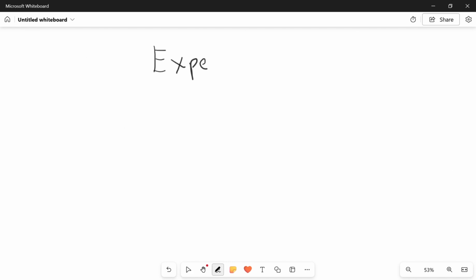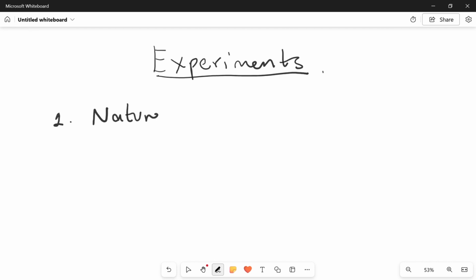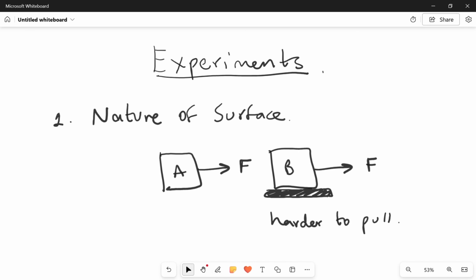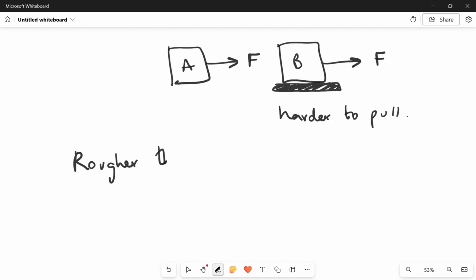Let's discuss some experiments to determine the factors that can influence friction. Number one, nature of surface. There are two blocks of same weight placed on the table, A and B, but a sandpaper is placed beneath B. When pulling both the blocks with the same force, we find that block B is harder to move. So what does this say? The rougher the surface, greater the friction.